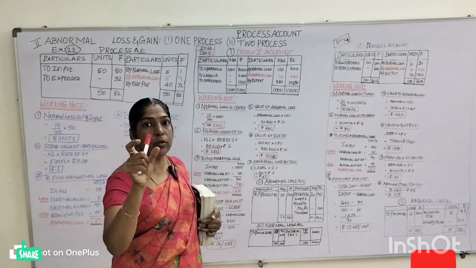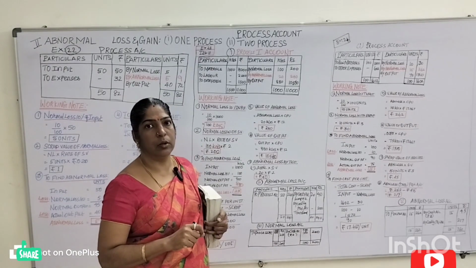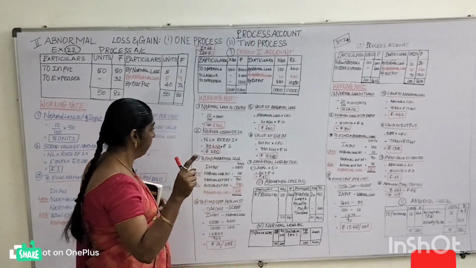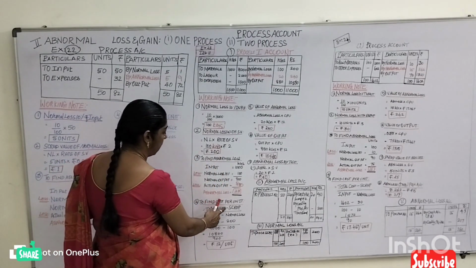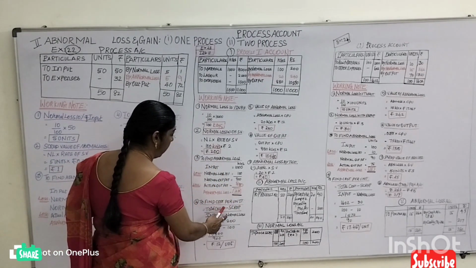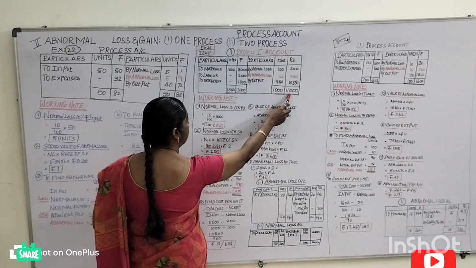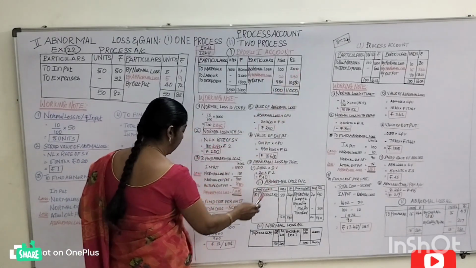We need to find out the cost per unit. So we have the formula to find out the cost per unit. What is that? Total cost minus scrap value divided by input minus normal loss. Okay, so total cost how many rupees? 11,000 minus scrap value 200.